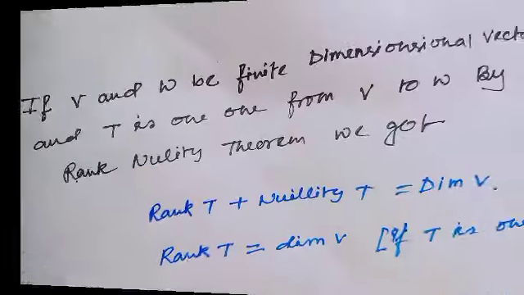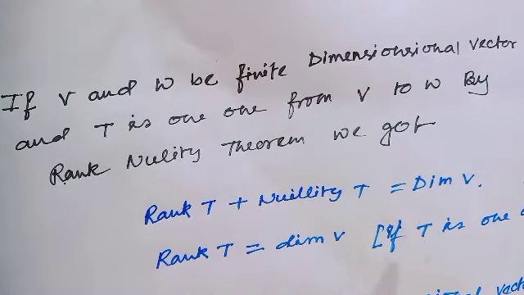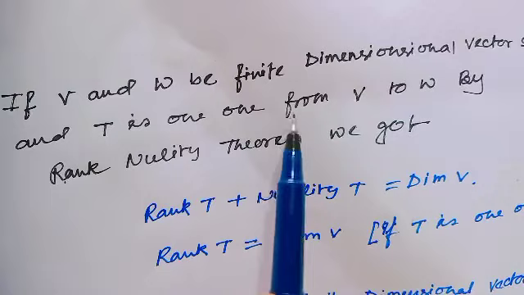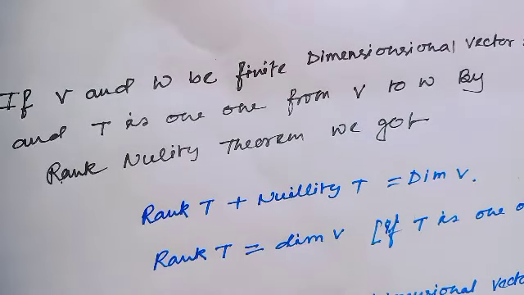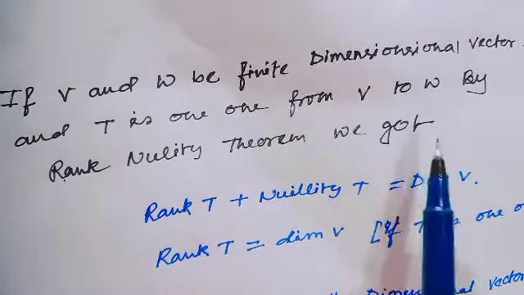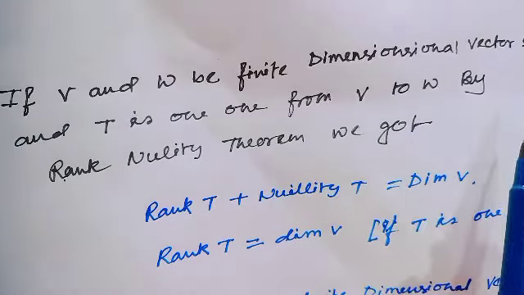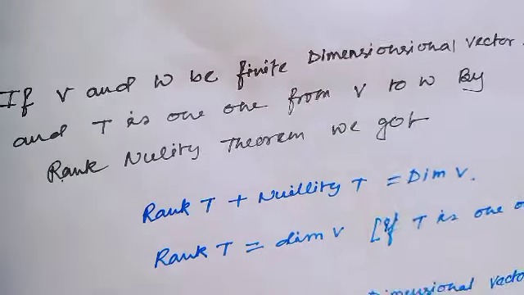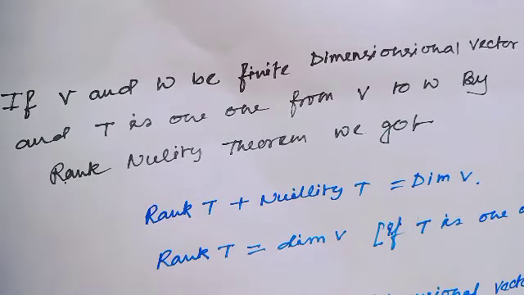Okay? I had seen in my earlier video, when a linear transformation is 1-1, then rank T equals dimension of V. Just see again, because here I will establish one nice property by this concept. If V and W are finite dimensional vector spaces and T is 1-1 from V to W, then by the rank nullity theorem we got rank T plus nullity equals dimension of V.